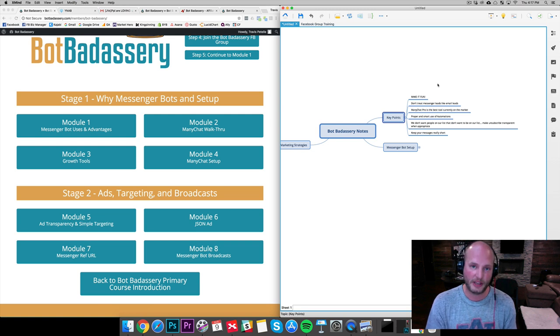Two, don't treat messenger leads like emails. Kind of mentioned that already. Two, ManyChat Pro is the best tool currently on the market. That's kind of what they're suggesting, and I would agree with that, just with my little bit of experience in messenger marketing and the tools I've used.